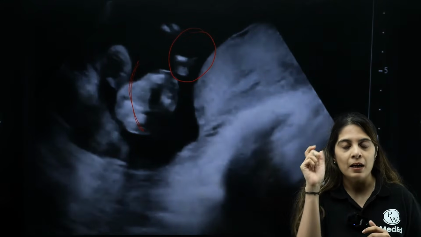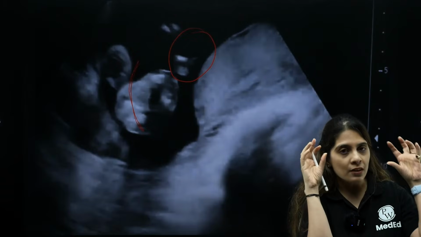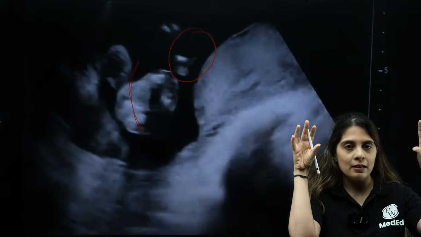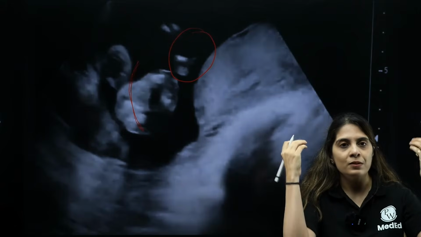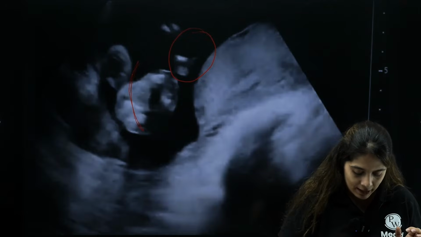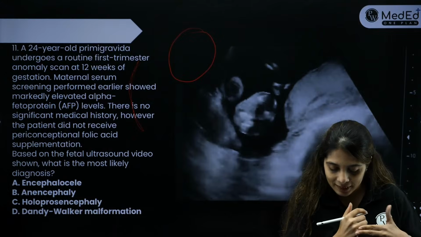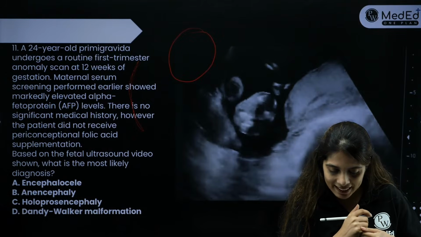Now, apart from the frog sign, we have also got one classical sign. What happens if there is protruding brain tissue, especially protruding laterally when the skull is absent? What classical sign will you get? Please put it down in the comments. What is the classical sign that you will get? Apart from the frog sign, we can get one more sign. I'm waiting for a couple of seconds.